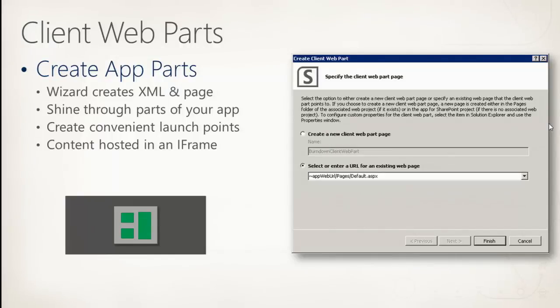The client web part basically consists of two parts. One is an XML file that advertises the client web part to SharePoint. And the other part is surfaced as a web page that you can author yourself, and it is hosted in an iframe in SharePoint. With Visual Studio, we provide you a guided wizard experience, which I'm going to demonstrate for you in a minute, to get up and running with these really quickly.